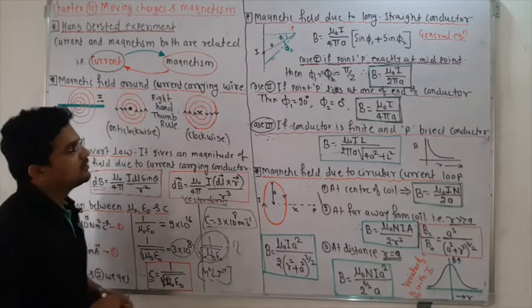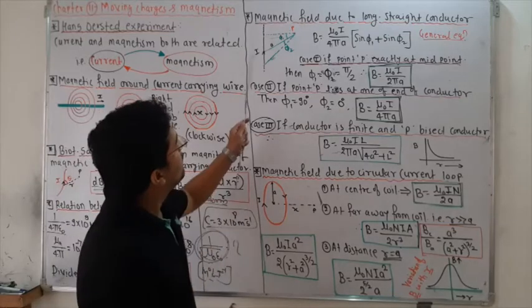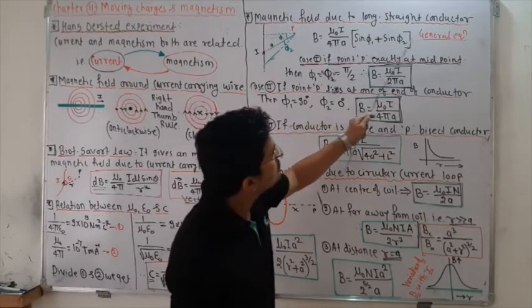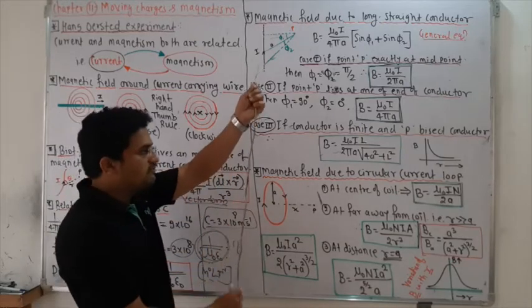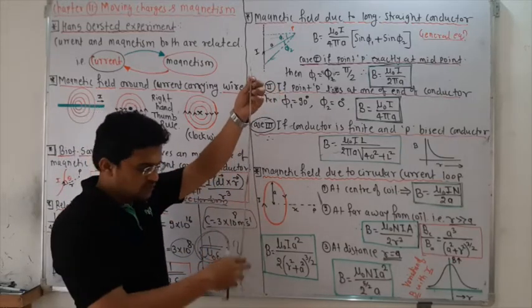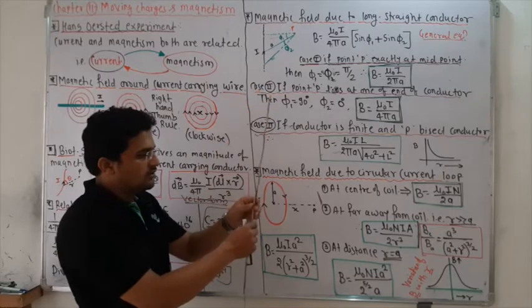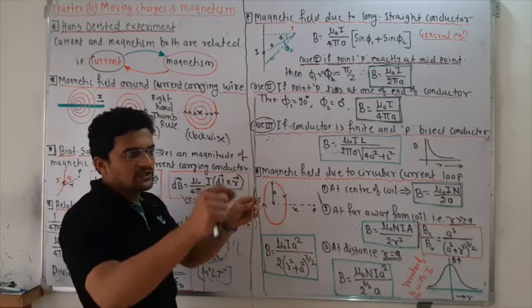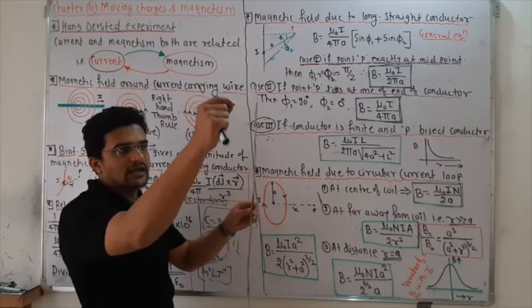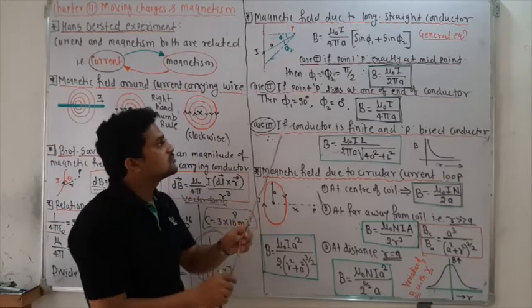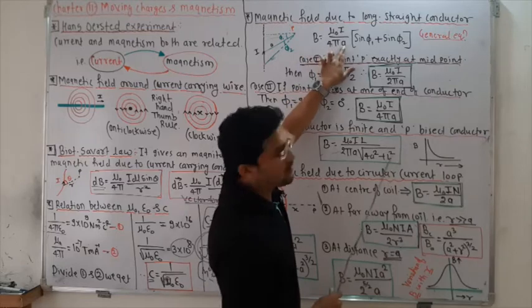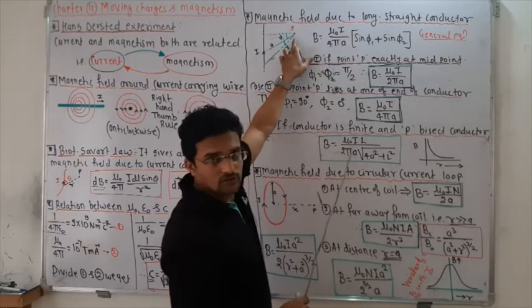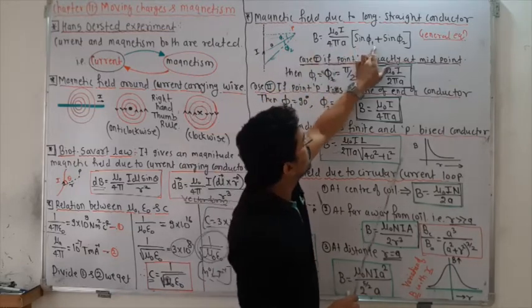Okay, so next moving towards the magnetic field due to a long straight conductor. So this is the infinitely long conductor, that means we don't know the exact length, and your job is to find out what is the magnetic field at any point from the conductor. So general formula is B is equal to mu naught I divided by 4 pi a, where a is the distance from the conductor, times sine of phi 1 plus sine of phi 2.